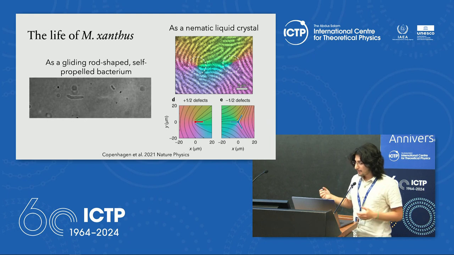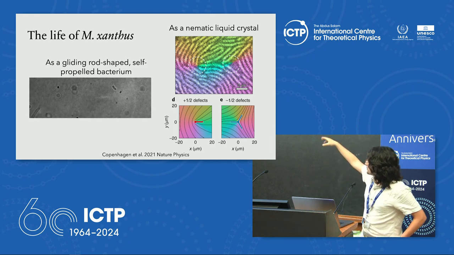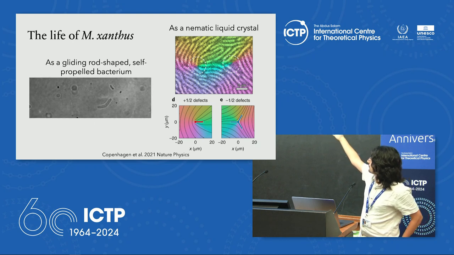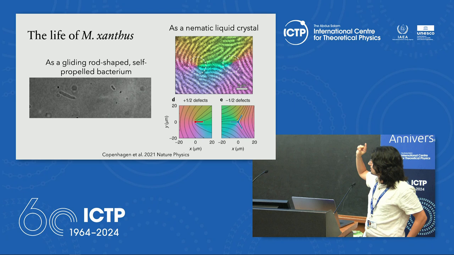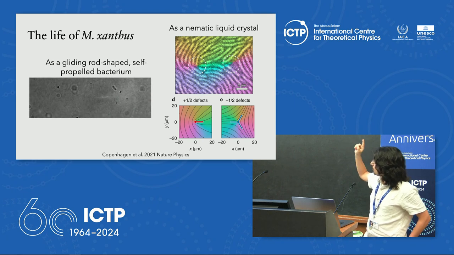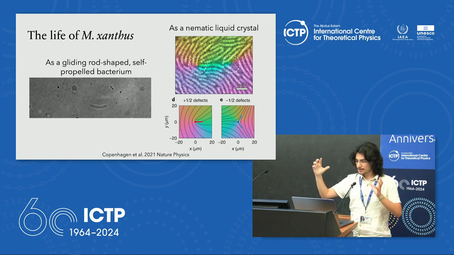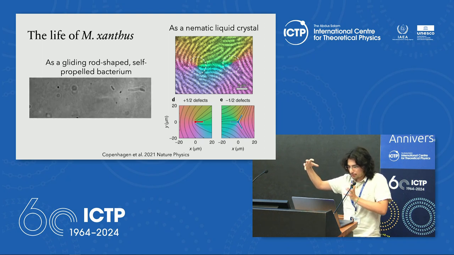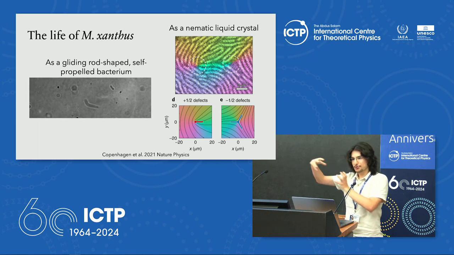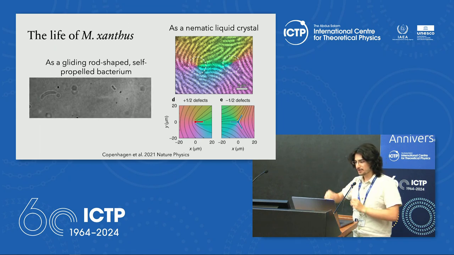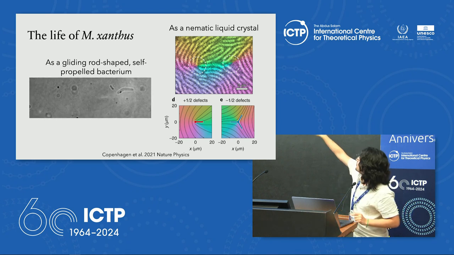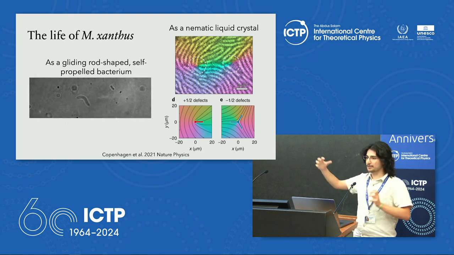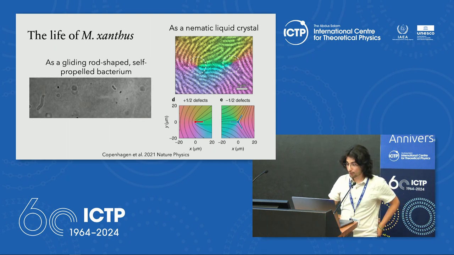Now, I'm showing here the two most important kinds of defects, the ones that have charge plus 1/2 and minus 1/2. The important thing to notice here is that the plus 1/2 charge defects have this property of having the flow sort of colliding into one another. So you have something that builds up stress at a point, and that's what you're seeing on the defect on the left-hand side there. The cells are running into one another.